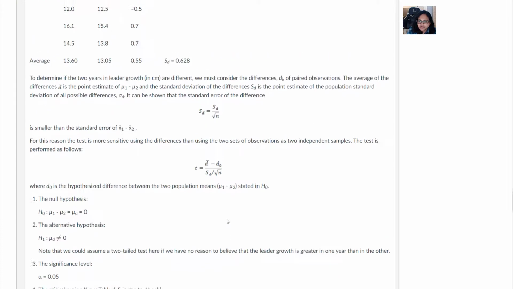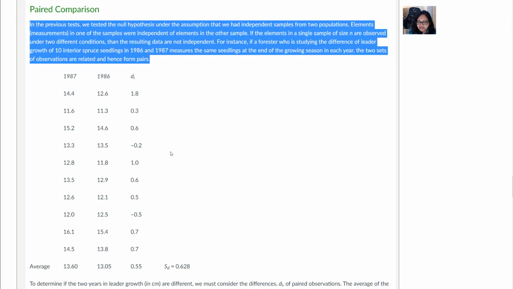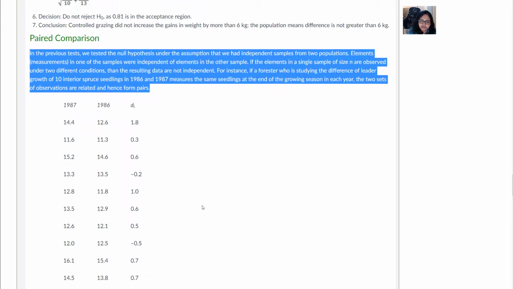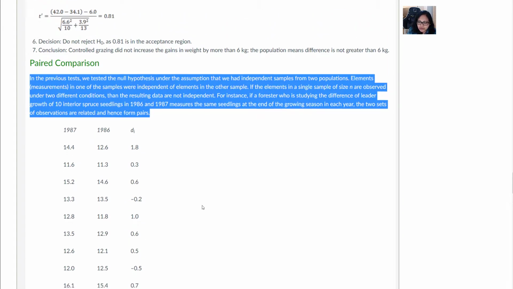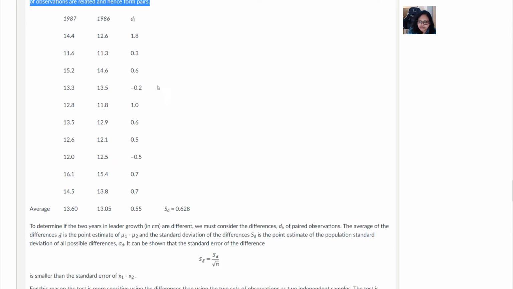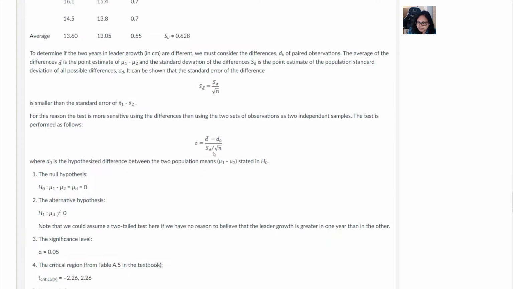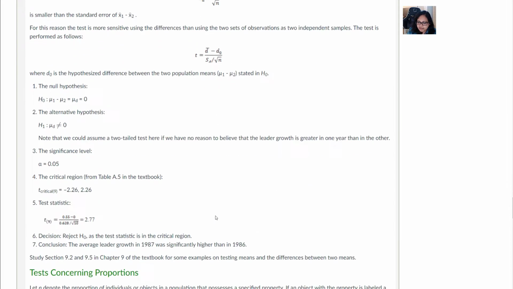So whenever I give you a data set in the assignment or in the exam, you have to think about, are there any dependencies going on? Are they paired data or are they independent? If they're independent, then you have to use what I showed you previously. But if they are dependent, then you have to treat them as paired data, and then you have to use this test statistic. Okay.